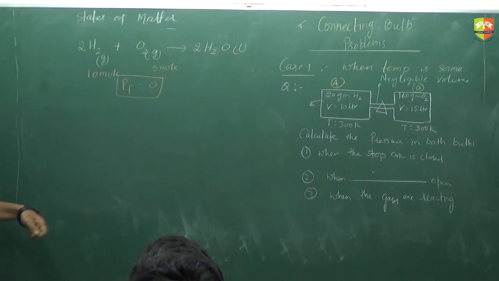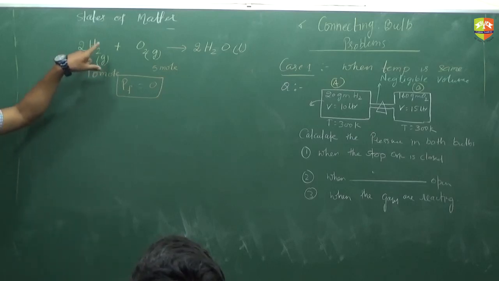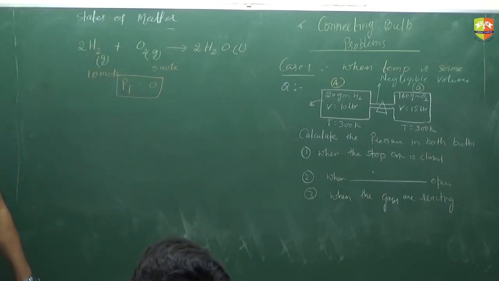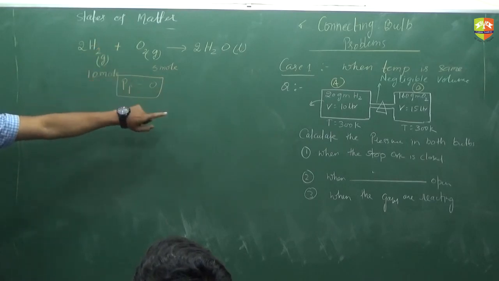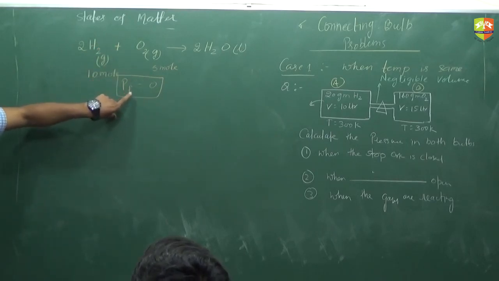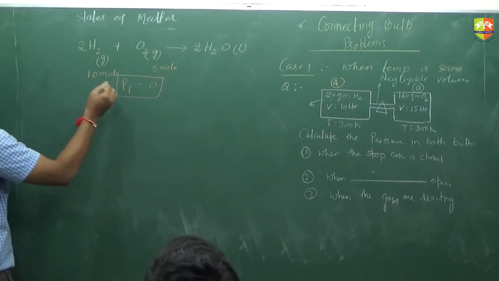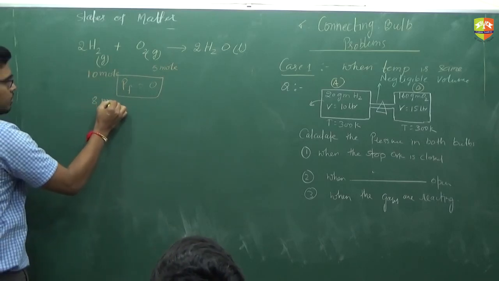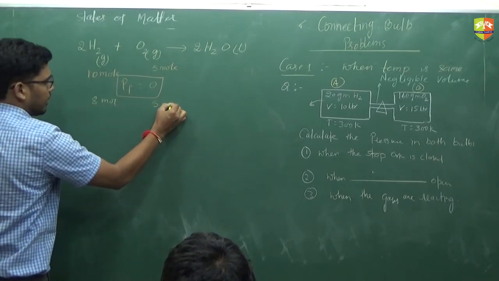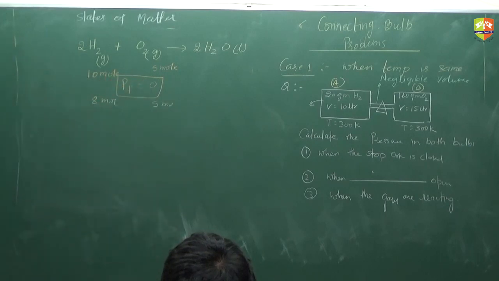This means further that there is no gaseous molecule present. All gases convert into liquid, that's why the pressure will be zero. Suppose you take a different number of moles here, suppose this one is 8 moles and this is 5 moles. Instead of 10 and 5, we have 8 and 5. So which one is the limiting reagent here?